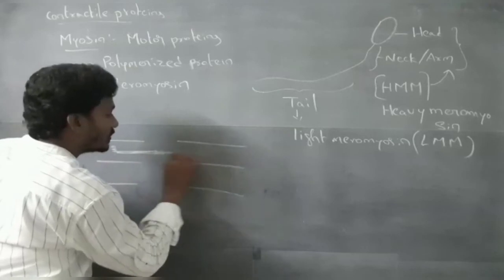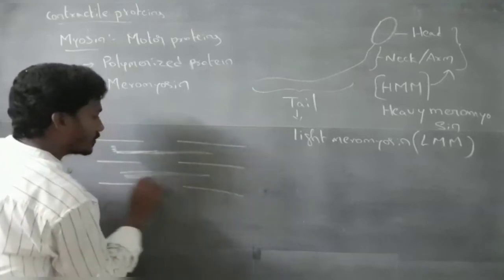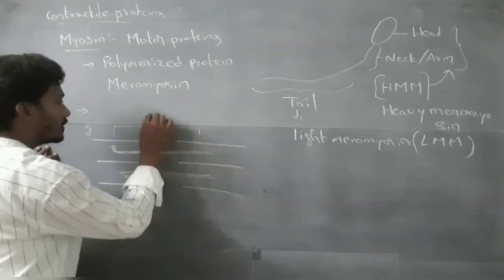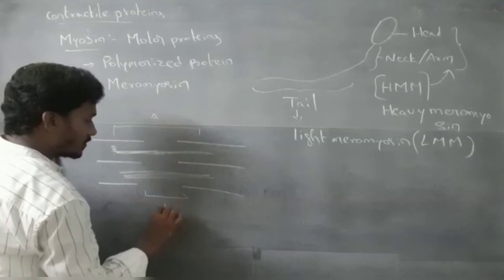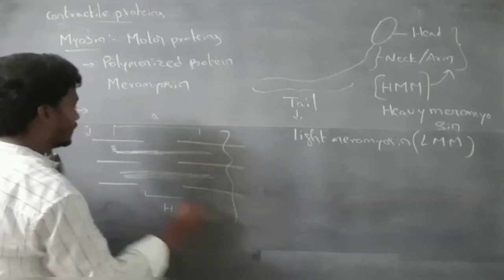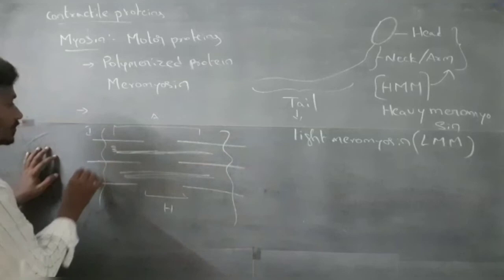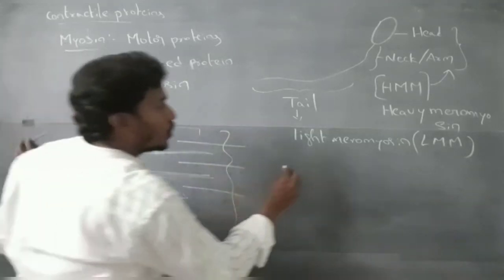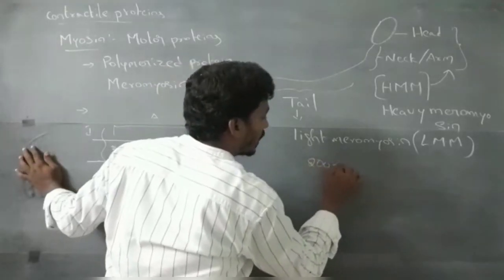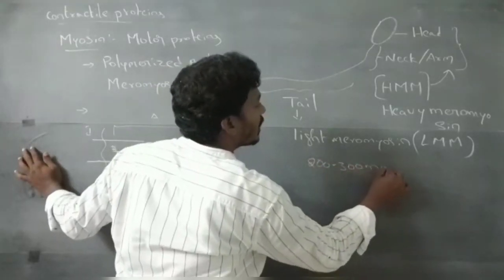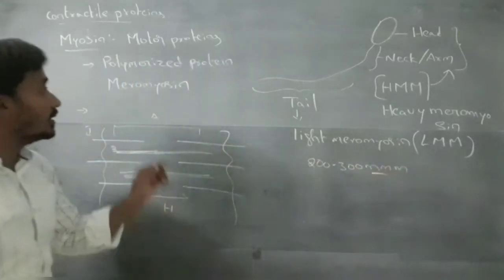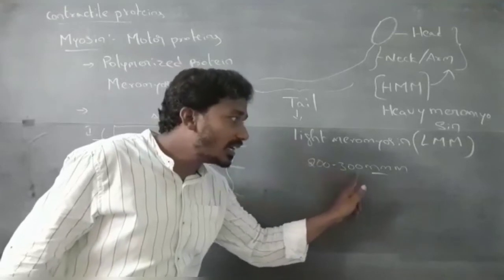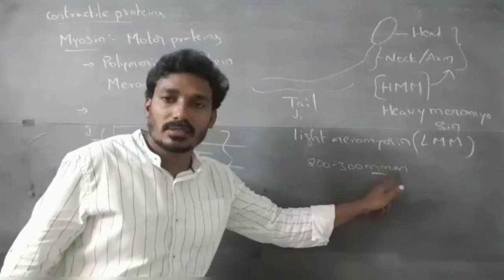This is the thick band. This is the I band, this is the A band, this is the H zone, and this is the Z line. Each myosin molecule contains 200 to 300 meromyosin molecules.